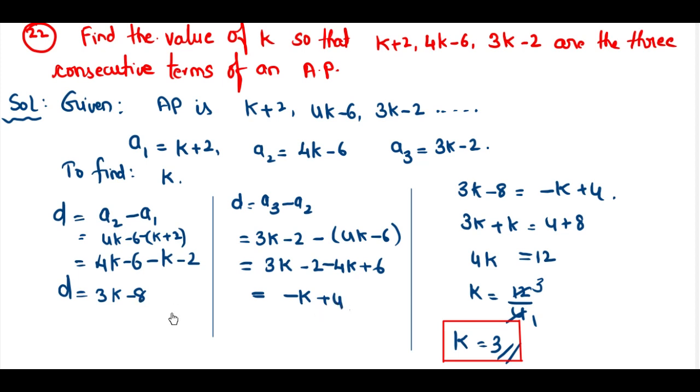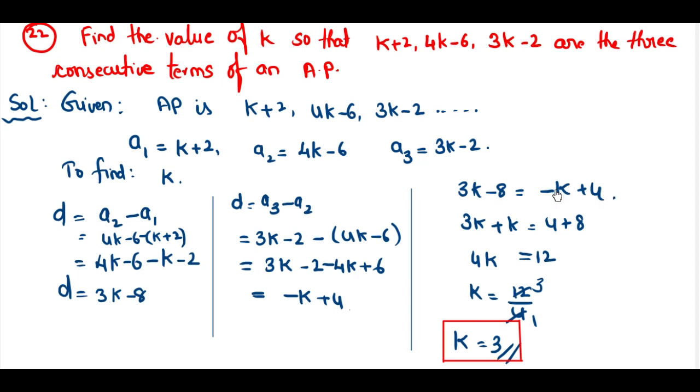Because these both are the common differences, they will be equal to each other. When you have this kind of thing, you need to find the common difference and we need to equate them. So what is the first common difference we got? 3k minus 8. And what is the second we got? Minus k plus 4. Because these are the common differences, throughout the series the common difference will be equal. So 3k minus 8 will be equal to minus k plus 4.